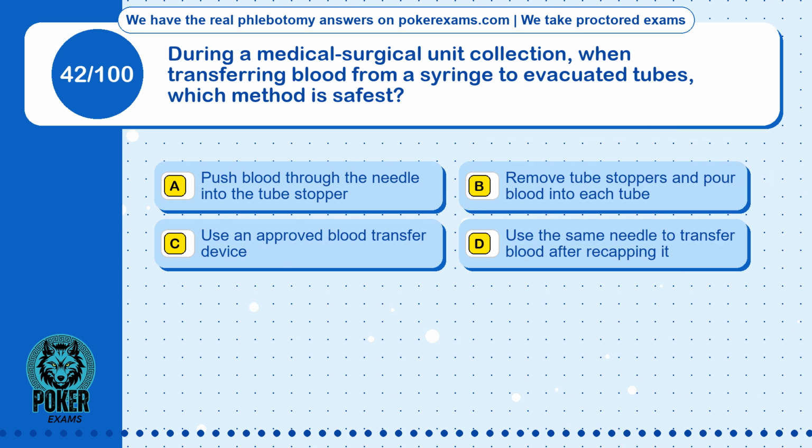Question 42. During a medical surgical unit collection, when transferring blood from a syringe to evacuated tubes, which method is safest? Option A, push blood through the needle into the tube stopper. Option B, remove tube stoppers and pour blood into each tube. Option C, use an approved blood transfer device. Option D, use the same needle to transfer blood after recapping it.